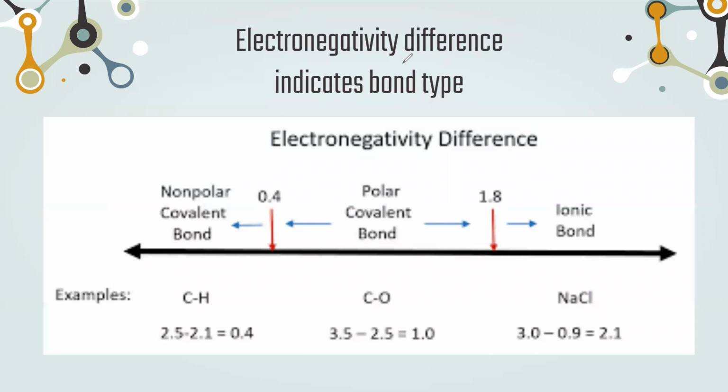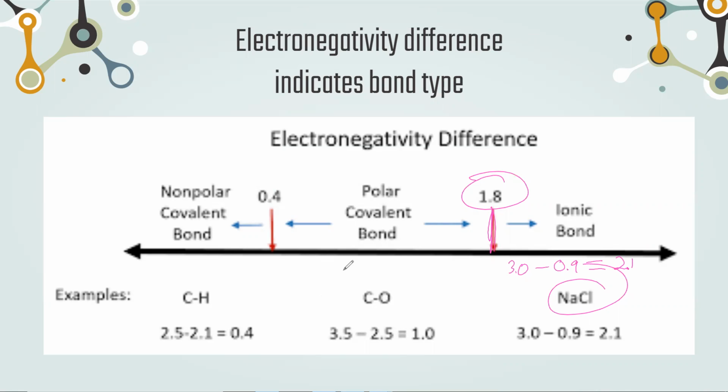Which brings me to this fun chart here. And this is more of a mathematical representation of bond type. So you can calculate what that bond is going to be like if you subtract the electronegativity values of two different elements. So in sodium chloride's case, if we take their electronegativity values, chlorine has an electronegativity value of 3.0 and sodium has an electronegativity value of 0.9. So if we subtract those, we get 2.1. And since 2.1 is above this line of 1.8 right here, that means that that bond is going to be ionic in nature.